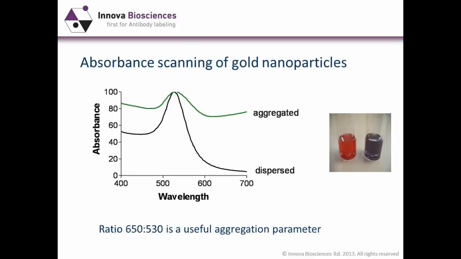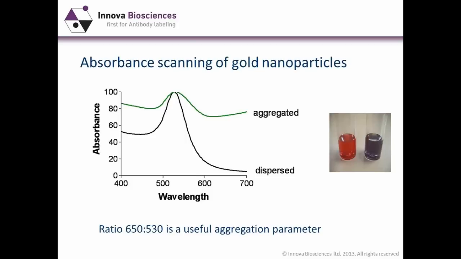In this slide, you see on the left-hand side a tube of gold nanoparticles with the red color. These are 40 nanometer particles. And on the right, the particles have been aggregated. So if you do an absorbance scan, this can confirm really what your eye tells you. So this is what is called the plasmon band for 40 nanometer particles. Absorption around 520, 530 nanometers.